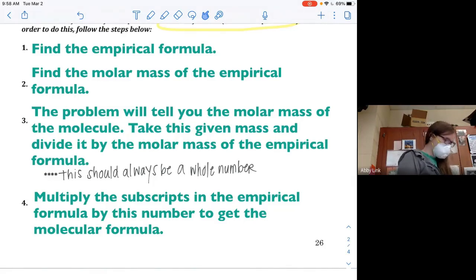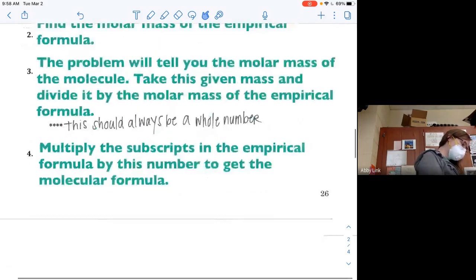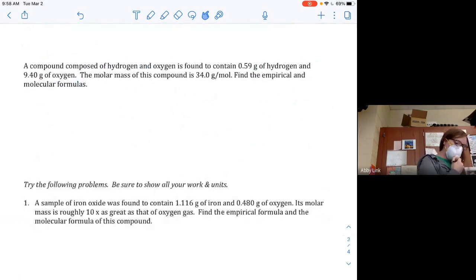All right, friends, let's go ahead and do an example. Go ahead and do this first problem right below our notes. It says a compound composed of hydrogen and oxygen is found to have 0.59 grams of hydrogen and 9.40 grams of oxygen. The molar mass of this compound is 34.0 grams per mole. There's that given molar mass, okay? Find the empirical and molecular formulas.